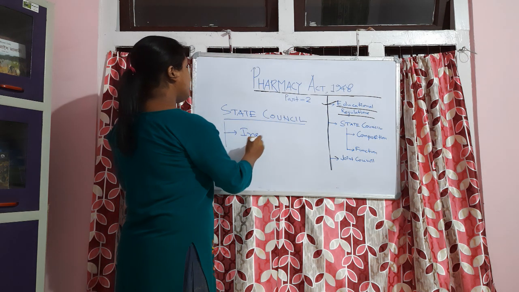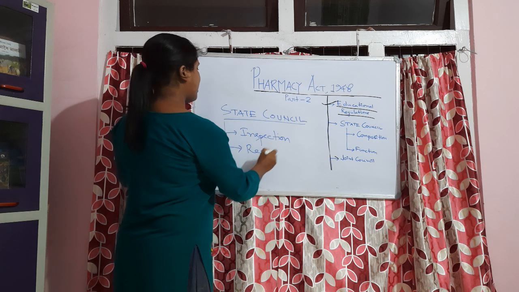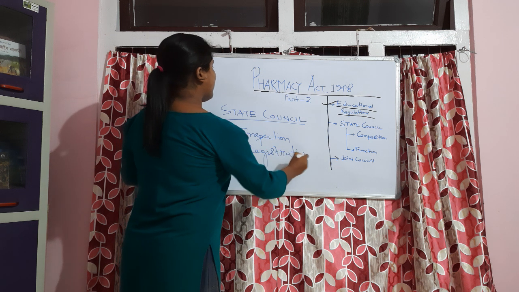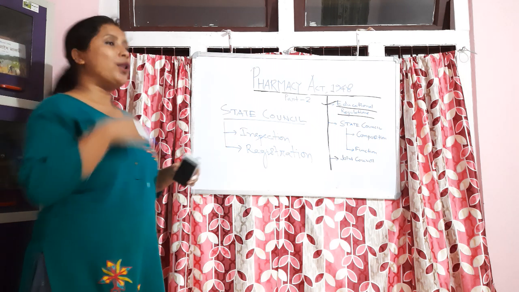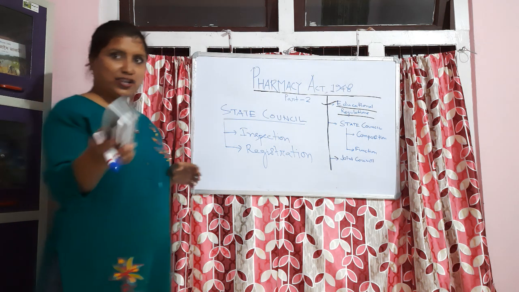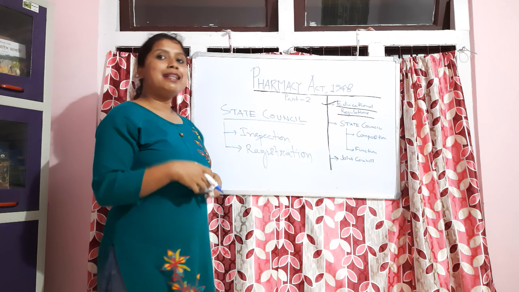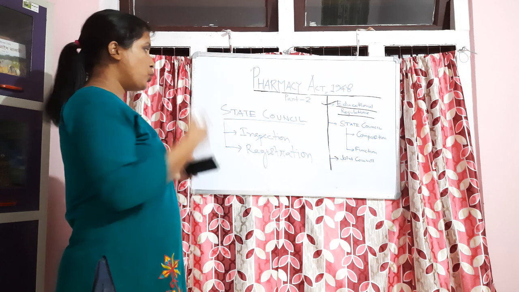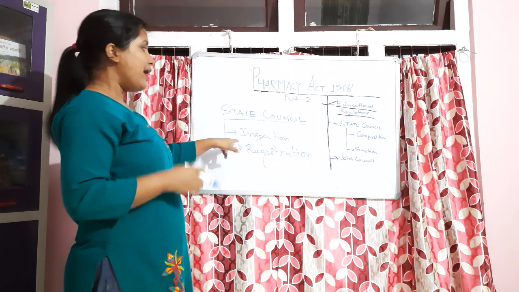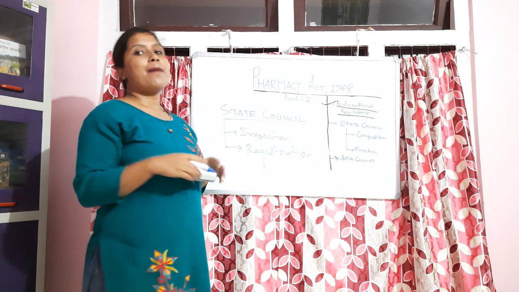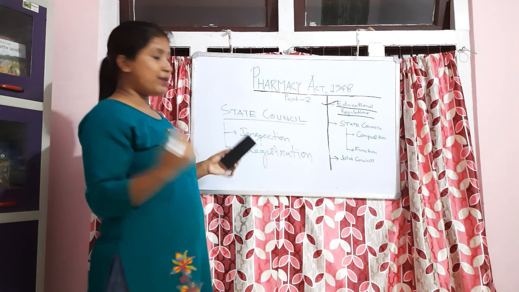One is inspection. Another is registration. So what will inspection do? Since it is related to drugs, inspection will be done in the field of drugs. As per the sanction of the state government, the state council may take some steps to inspect the compounding and selling of drugs. That's why they will appoint some inspectors. The inspector will do this job. Next class we will explain it properly.